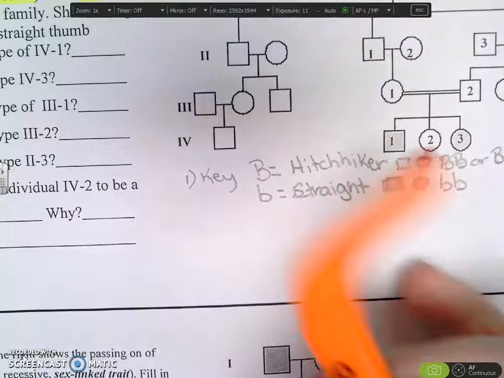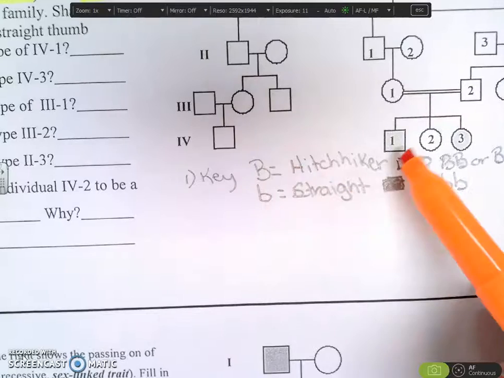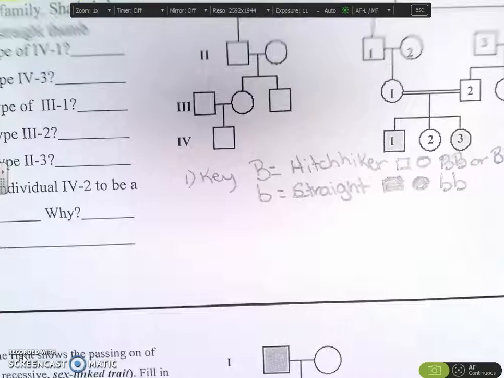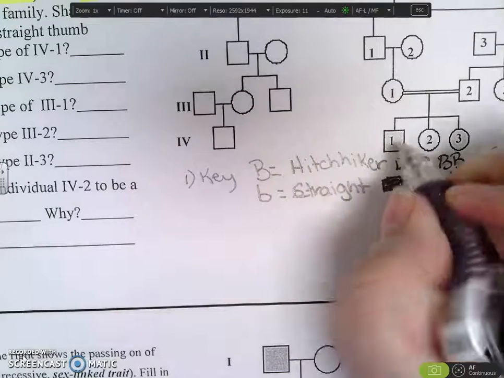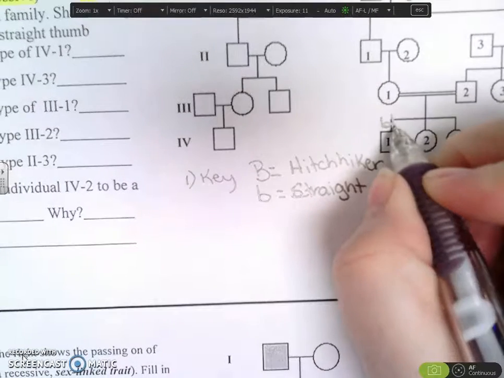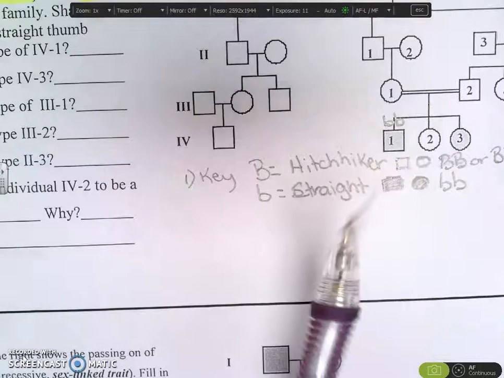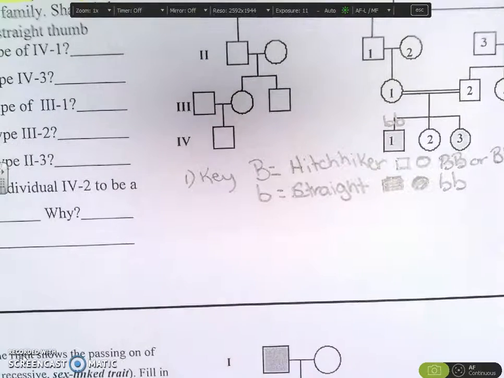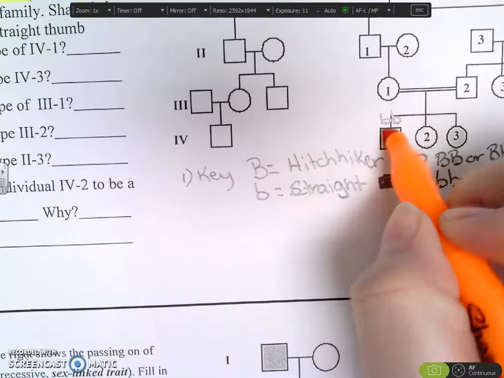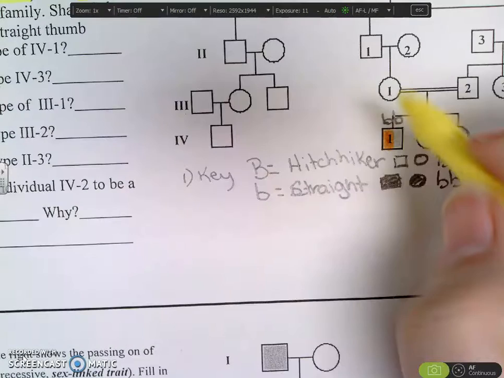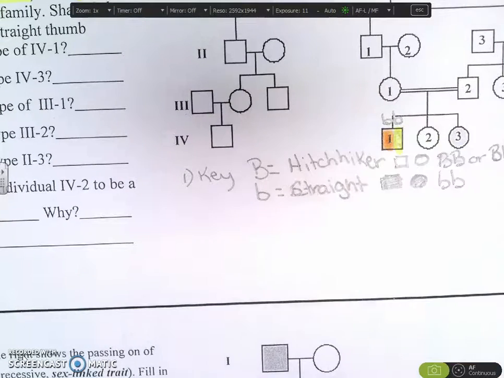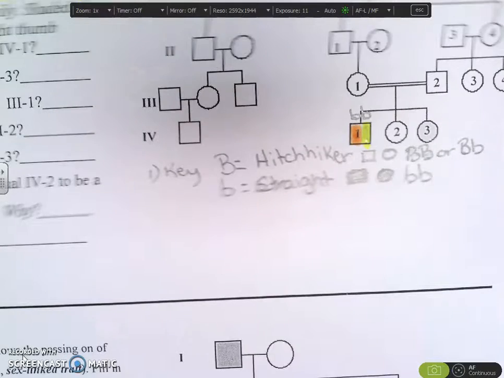Let's take a look at Generation 4, Subject 1. We know that Generation 4, Subject 1 is going to be little b, little b. We know that because he's shaded. He has a straight thumb. So I'm going to think of alleles as colors. Okay? I'm going to think of alleles as colors.